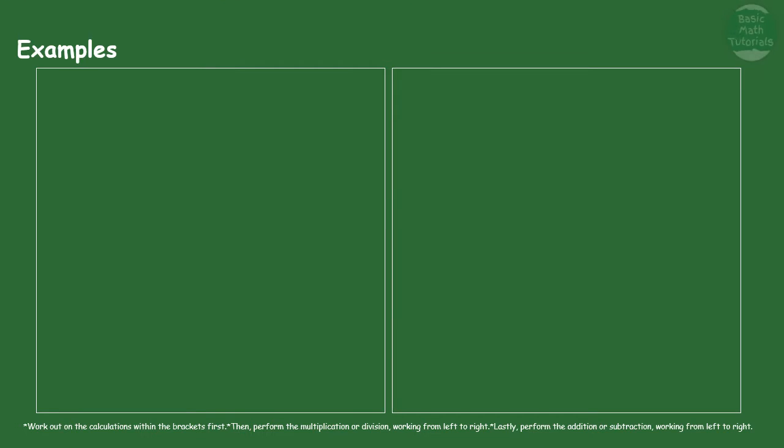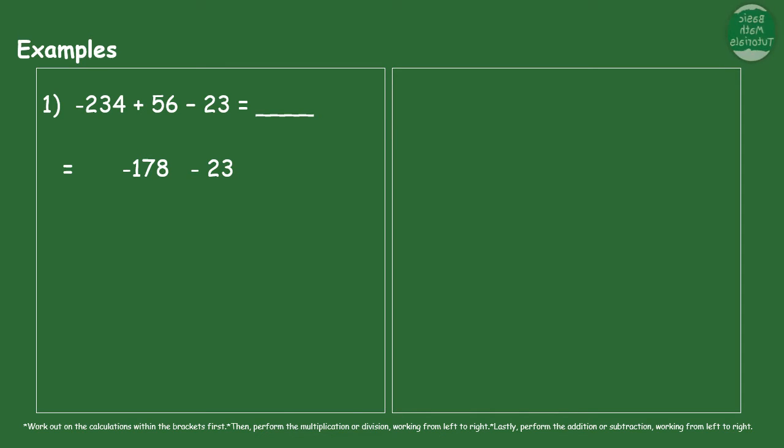Okay, let's start. Example 1: negative 234 plus 56 minus 23. As you can see, we don't have multiplication, division, or brackets. So we'll just work on it from left to right. So we start with negative 234 plus 56 and minus 23.